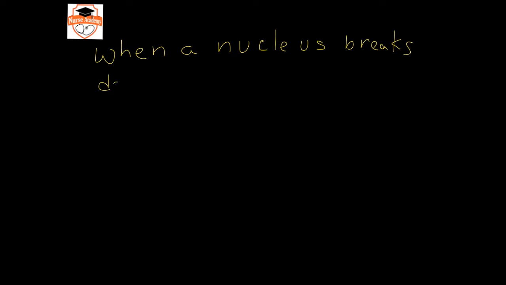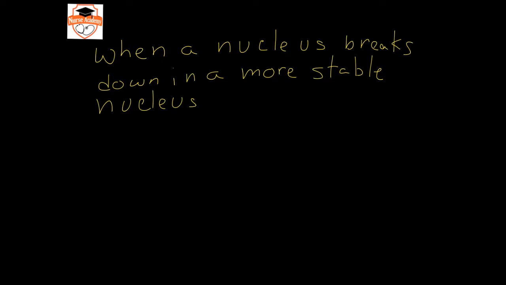This video will describe nuclear chemistry. When a nucleus breaks down into a more stable nucleus, this is called radioactivity. Certain combinations of neutrons plus protons will yield unstable nuclei, and certain isotopes are more stable.